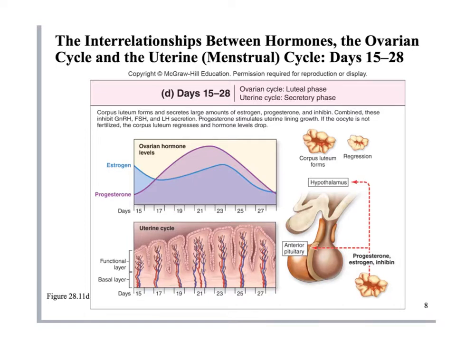If there's no maternal recognition of pregnancy signal from a developing embryo, no production of human chorionic gonadotropin, the corpus luteum regresses after a certain number of days. Progesterone levels fall, estrogen levels fall, and then we get removal of the hormonal stimulus, the endometrium cells die off, and you end up with the onset of menses again. And then we start the whole cycle all over.